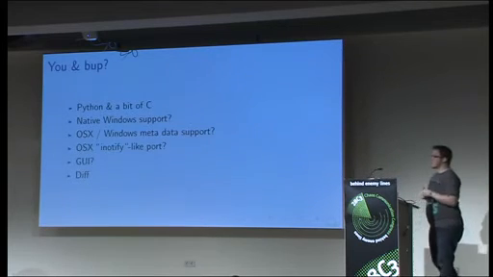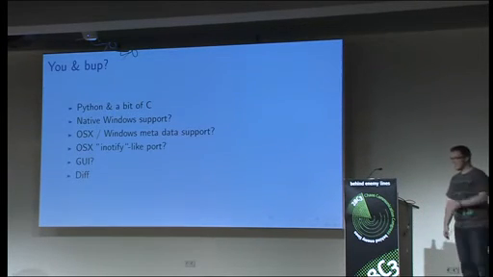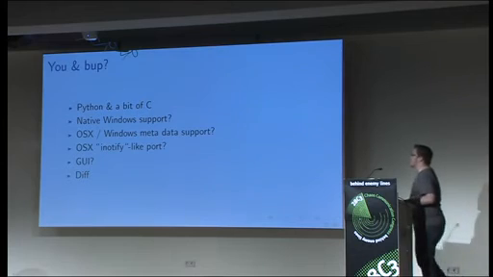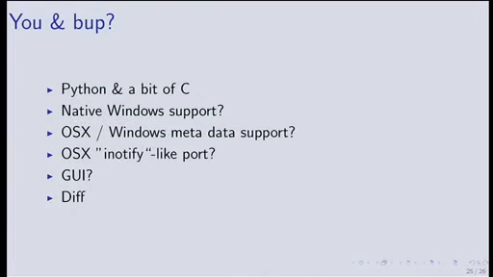Don't ask what BUP can do for you. You know it? Yeah, it's Python. Performance critical parts like calculating the rolling checksum are implemented in C. We don't have a native Windows port. BUP runs in Cygwin, fine. I already backed up Windows systems with it. But yeah, if you're into Python and Windows, join us.